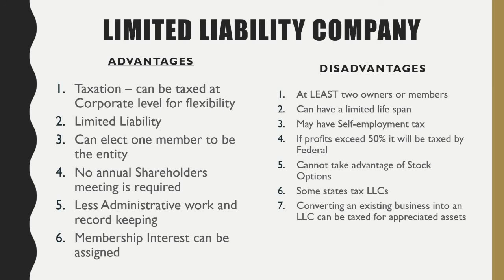So most often, companies, depending on what company they are, the highest profit you'll ever see is nowhere near 50%. Yes, so if you make more than 50% profit, it will get taxed by the federal government. All right, and it cannot take advantage of stock options.